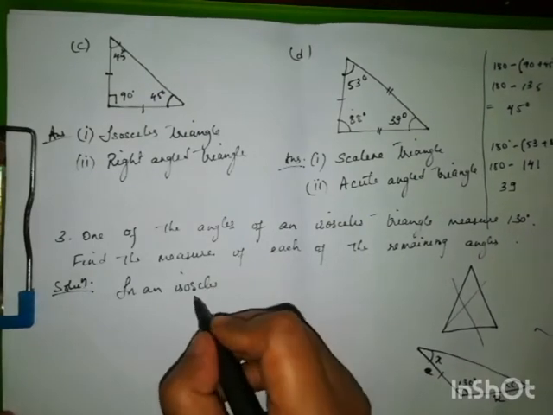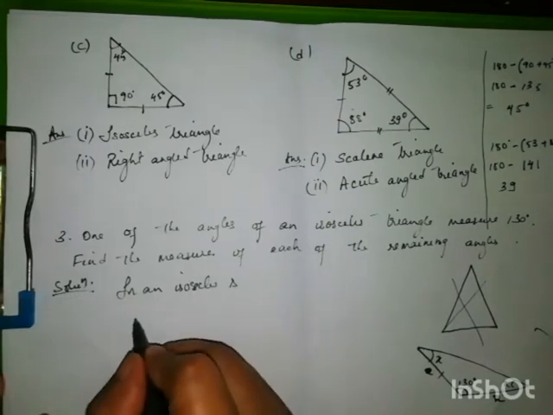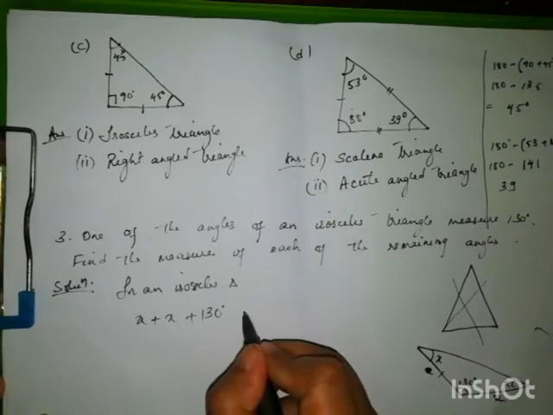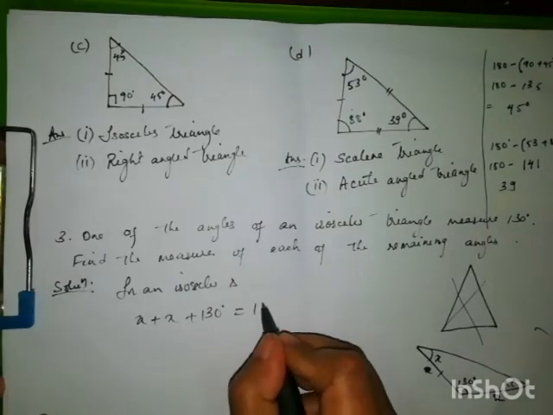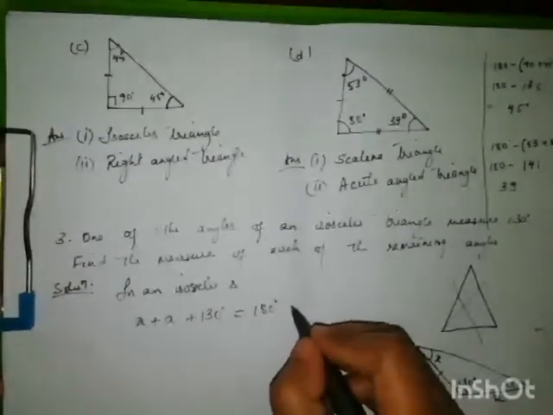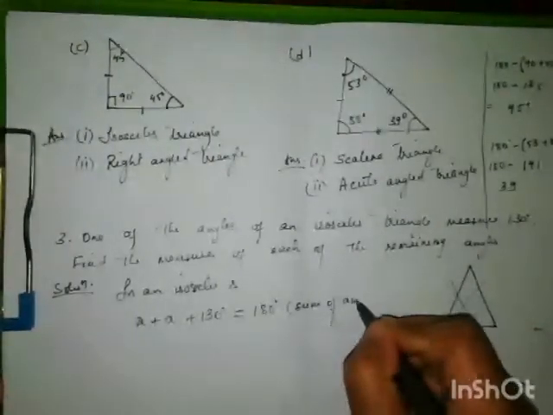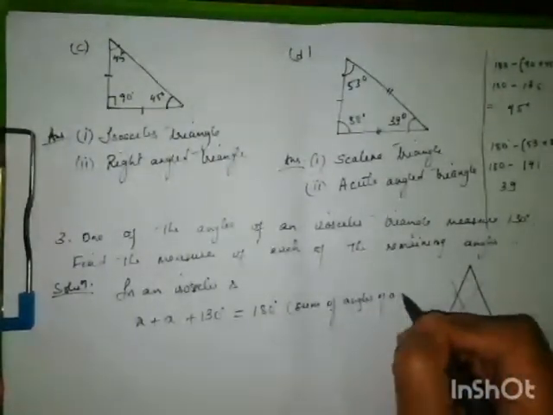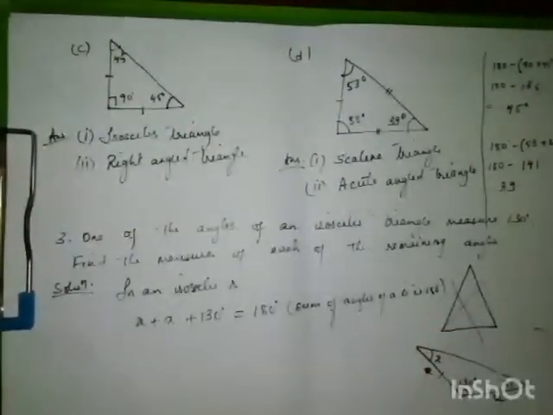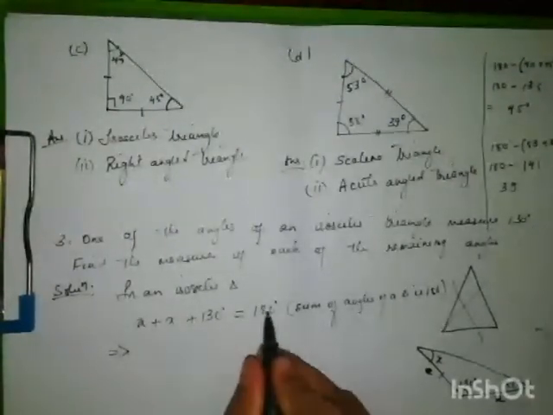In the isosceles triangle, x plus x plus 130 degrees equal to 180 degrees. The reason is the sum of angles of a triangle is 180 degrees. This implies an equation.